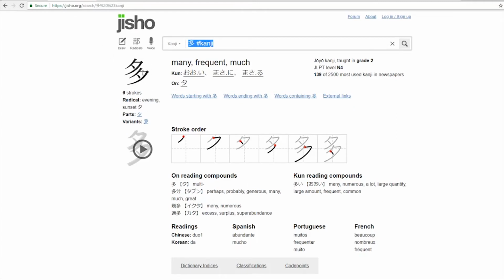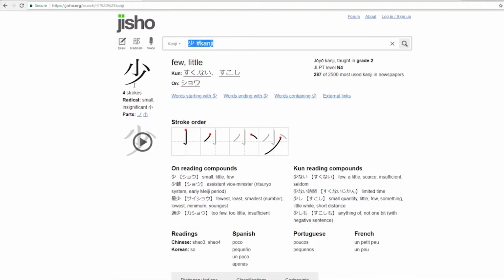Next one we're going to look at is many, frequent, or much. It's got the radicals for evening in it, so it's got two evenings. And I'm just basically counting. So two evenings is a lot of evenings. Just think of it like that. It's kind of a weird way to think of it.